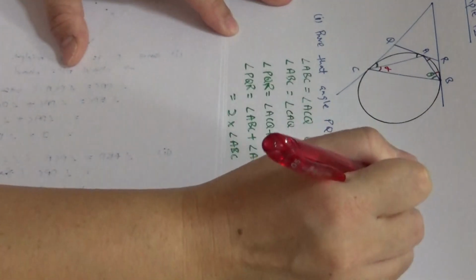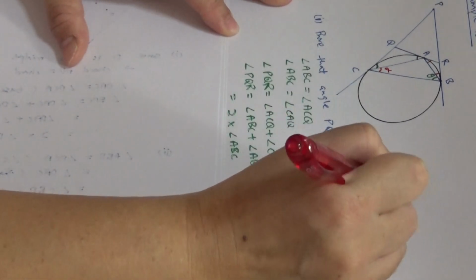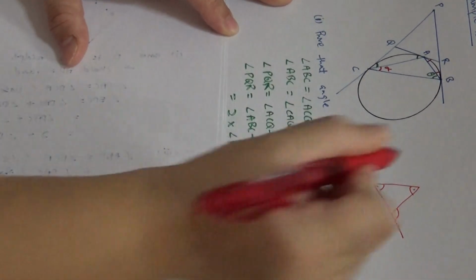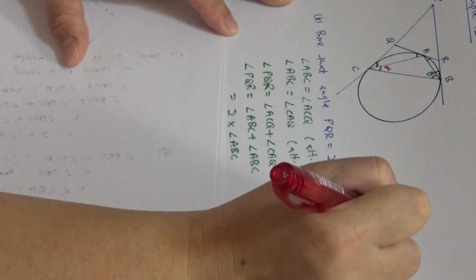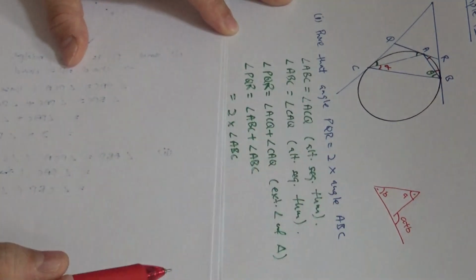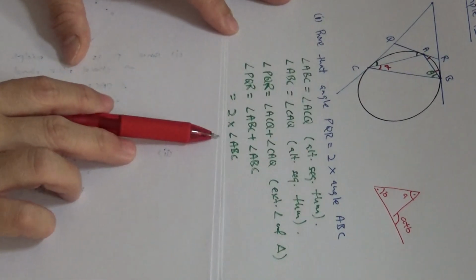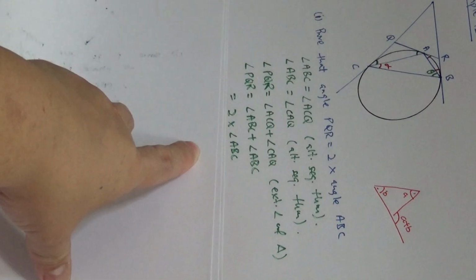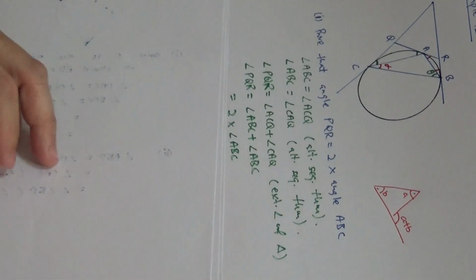What about exterior angle of triangle? If I have two angles here, this one will be the sum of these two angles. Supposing this is A, this is B. This angle is A plus B. This is called exterior angle of triangle. That's how I get this particular answer. Go through it and see if you know what I'm talking about.